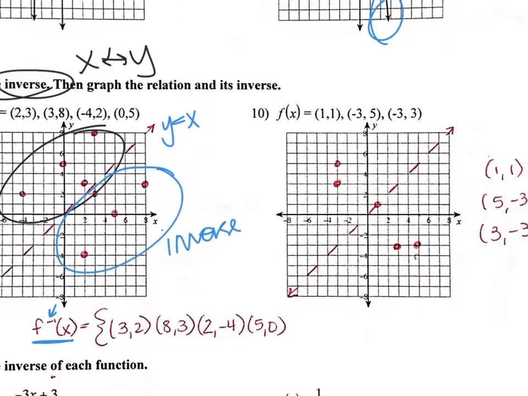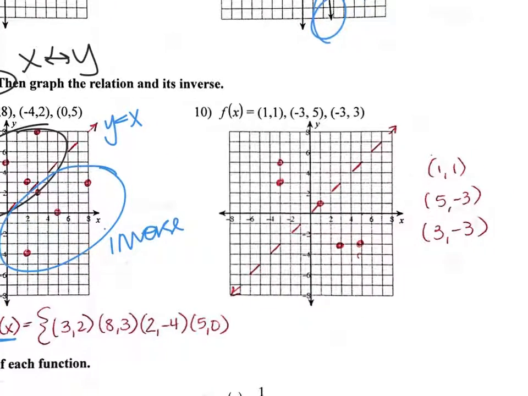Number 10 is very similar, right? We've got our inverses over here. And then when you plot your inverses, you should see that they reflect perfectly across that line.